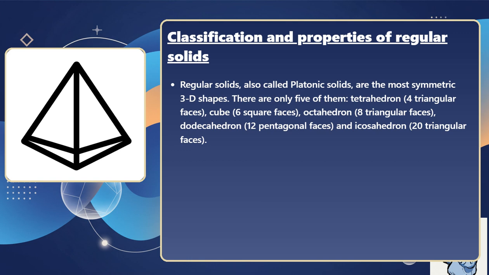Regular solids, also called platonic solids, are the most symmetric 3D shapes. There are only 5 of them: tetrahedron with 4 triangular faces, cube with 6 square faces, octahedron with 8 triangular faces, dodecahedron with 12 pentagonal faces, and icosahedron with 20 triangular faces.